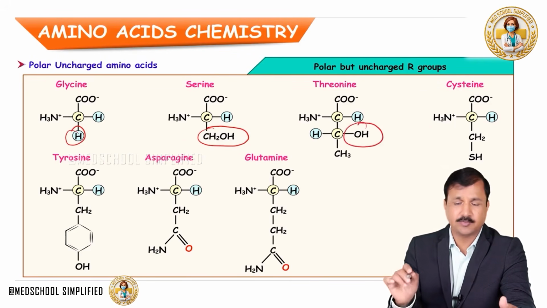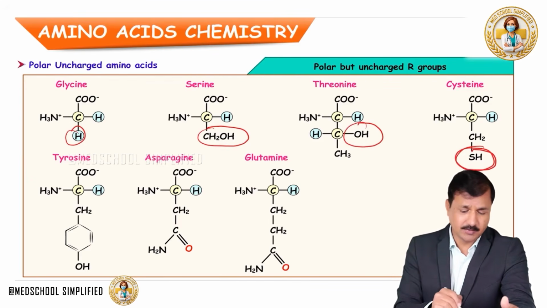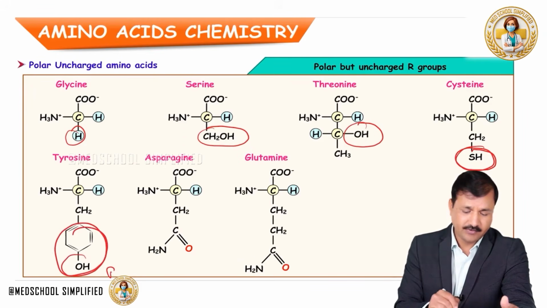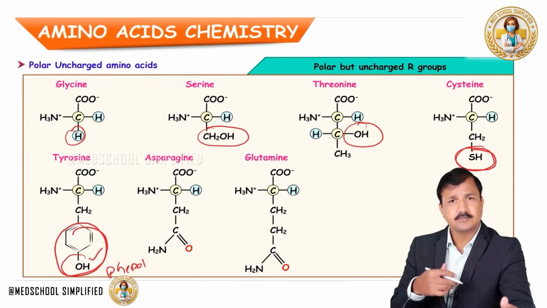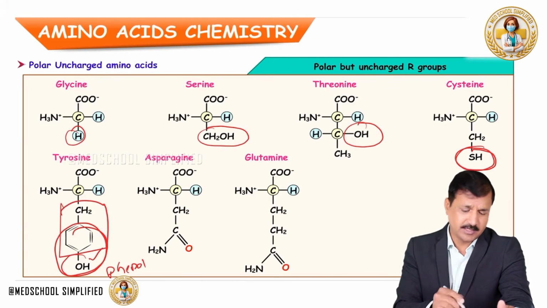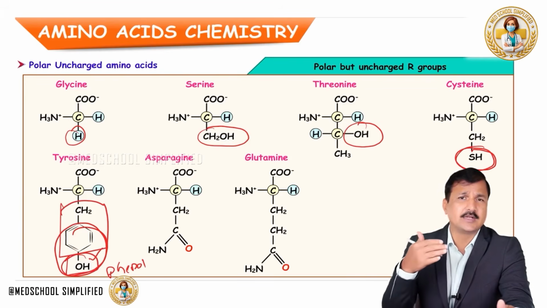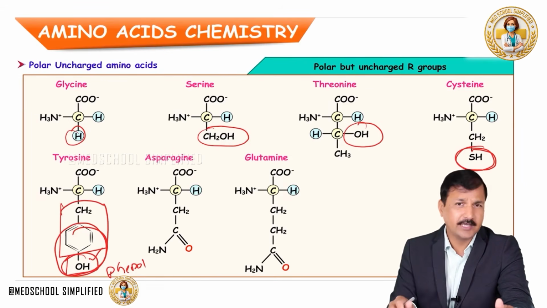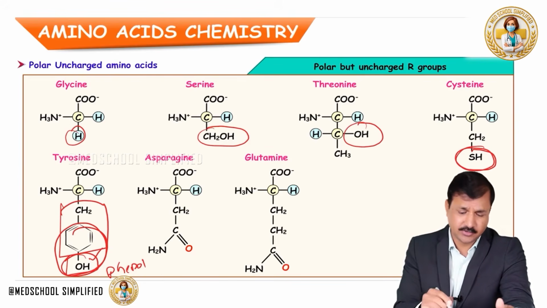Threonine has a hydroxyl group in the side chain. And cysteine has a thiol group here, which can interact with another thiol group. Tyrosine has a phenol ring, and it has a hydroxyl group there. It can interact with water. Although tyrosine has a predominantly non-polar structure, the hydroxyl group is there. Some books will classify tyrosine into the hydrophobic category, but it has that hydroxyl group which can be polar. Okay, so that's why I put it into the polar uncharged amino acids.